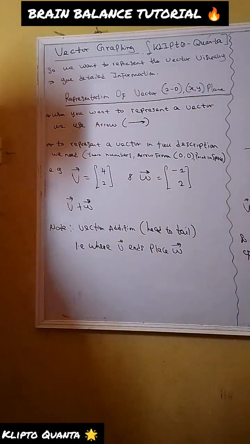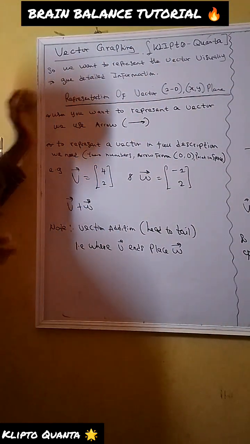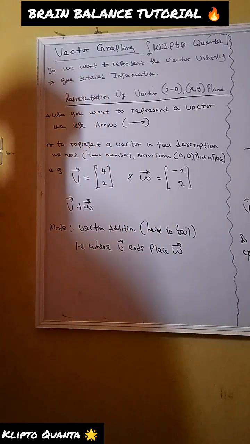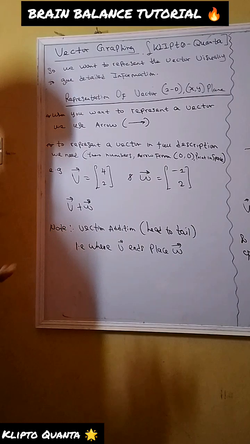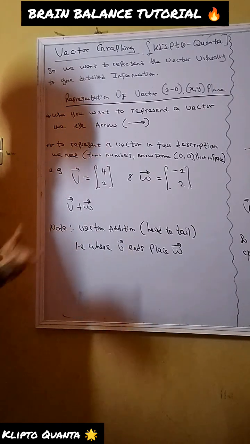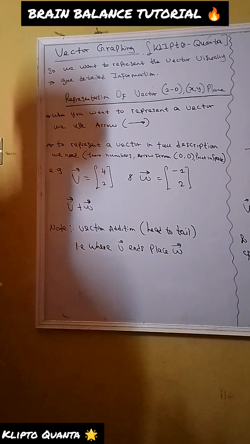Alright, good day guys. When we talk about vector graphing, it's just like a normal way. Literally we said the addition of vectors, you add them together, normal matrix addition. But how do we tend to visualize it? To give detailed information of what we are trying to explain, because literally a vector is a value and also with respect to direction, do not forget.